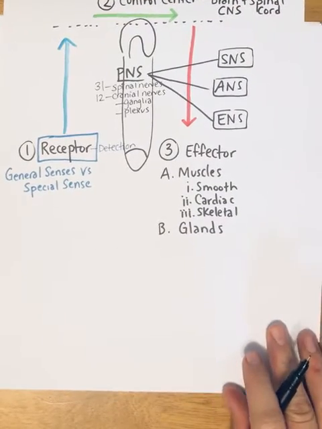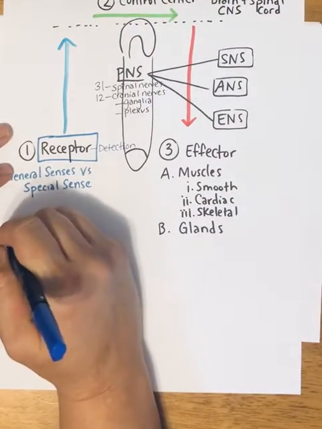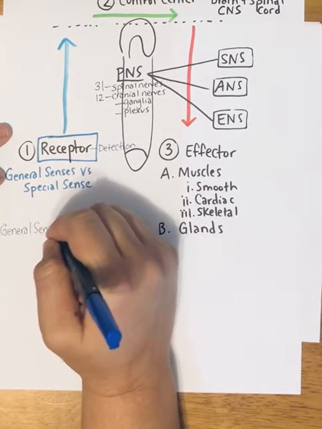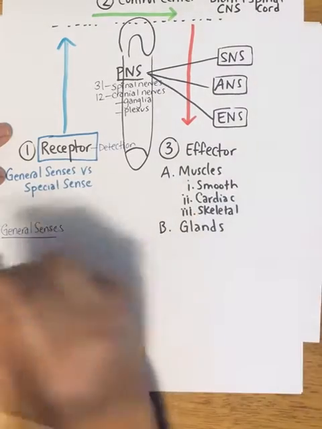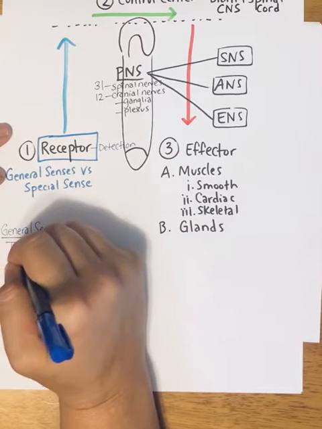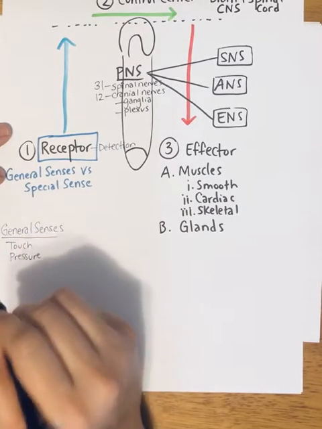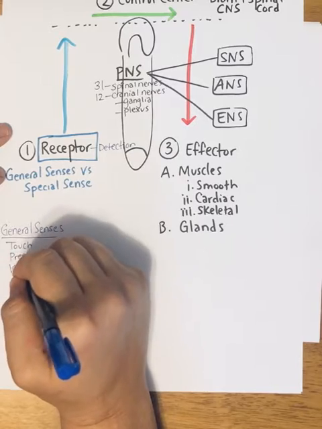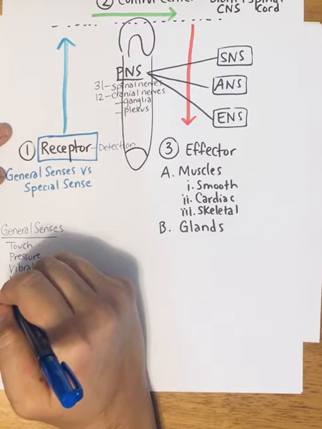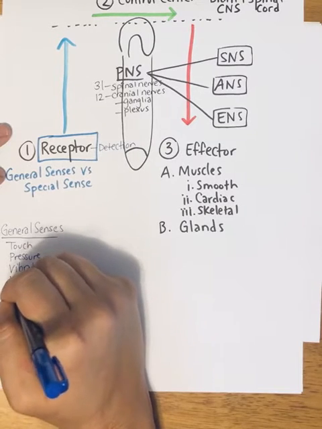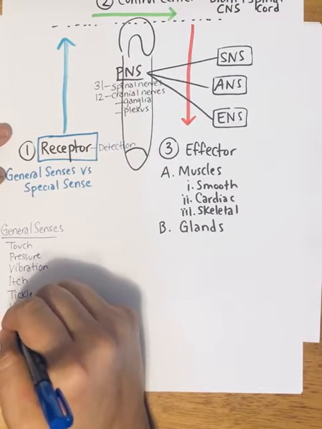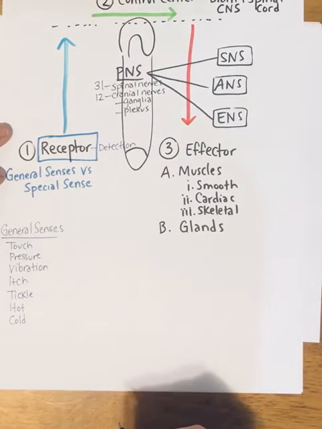So I want to make a full list of general senses. You should be able to start listing general senses without my help. So, touch, pressure, vibration, itch, tickle, hot, cold. These are senses that we can feel.